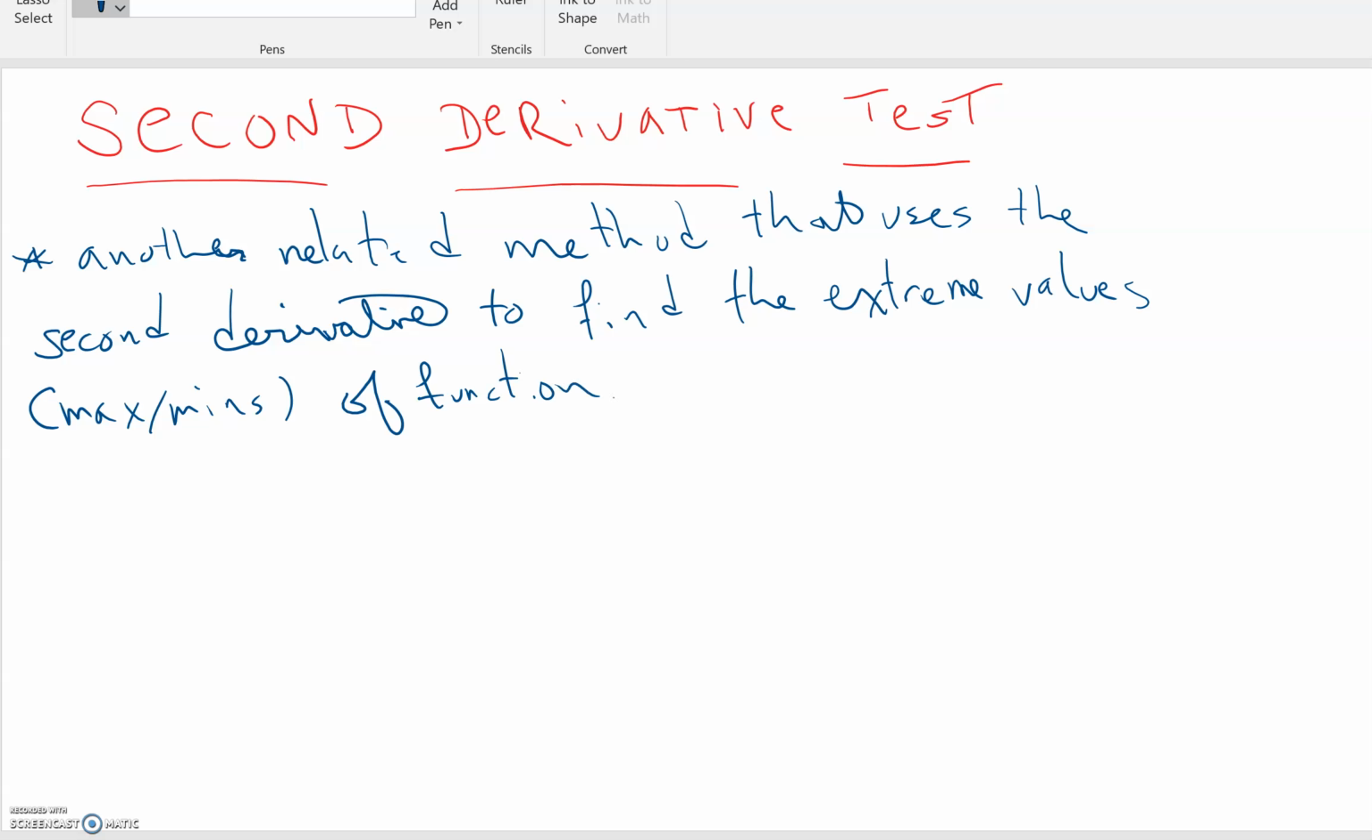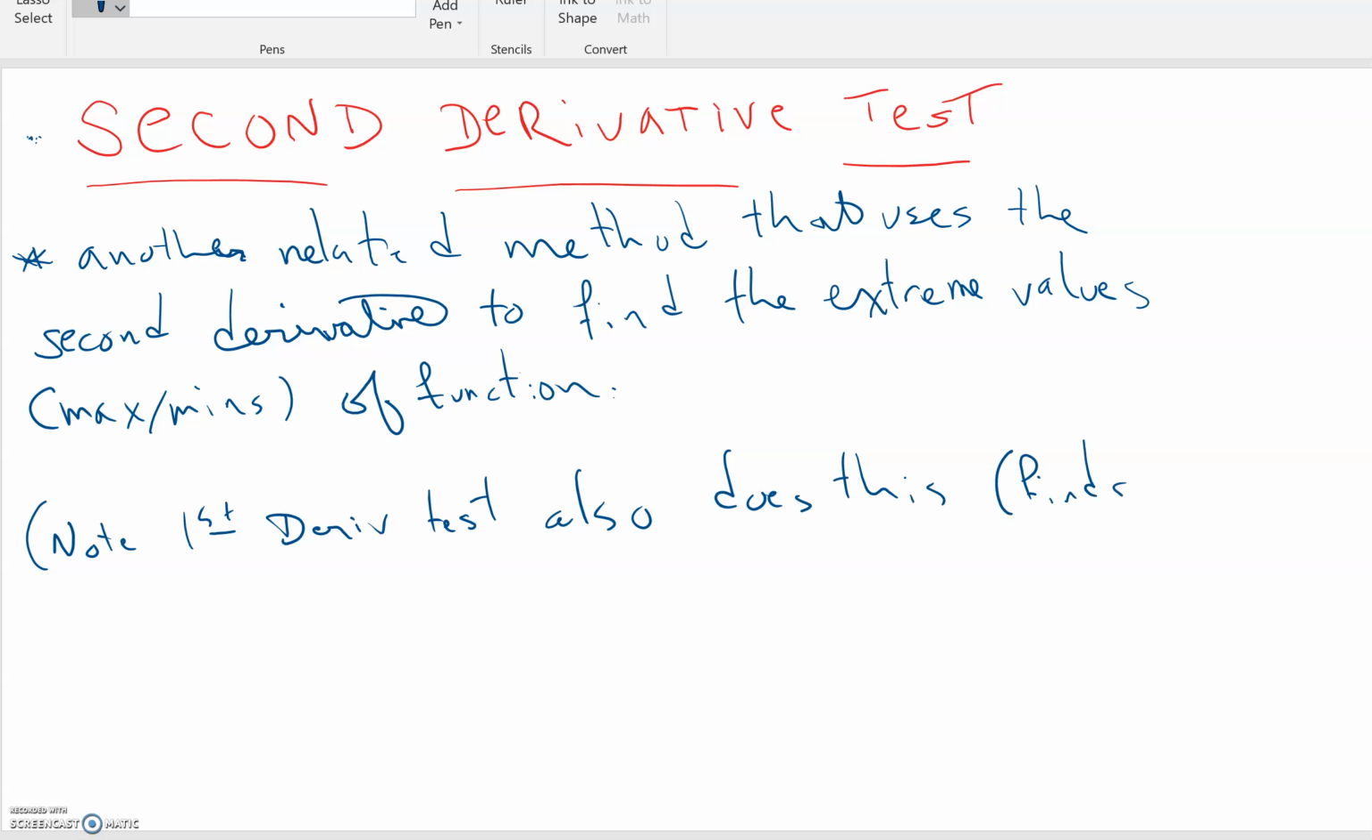Just in case you fail to see the difference here, this is about extreme values. What we were just talking about was finding inflection points and concavity. The second derivative test basically does the same thing as the first derivative test. Note that the first derivative test also finds maxes and mins. So you may wonder, why do we need another way to do this? Well, sometimes the second derivative test is easier.